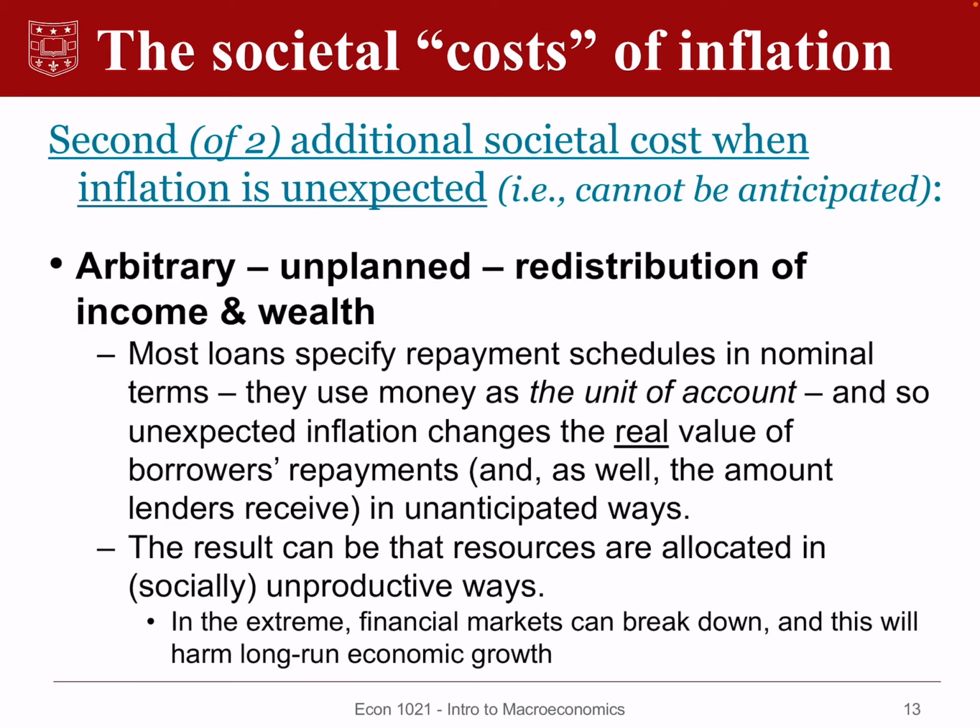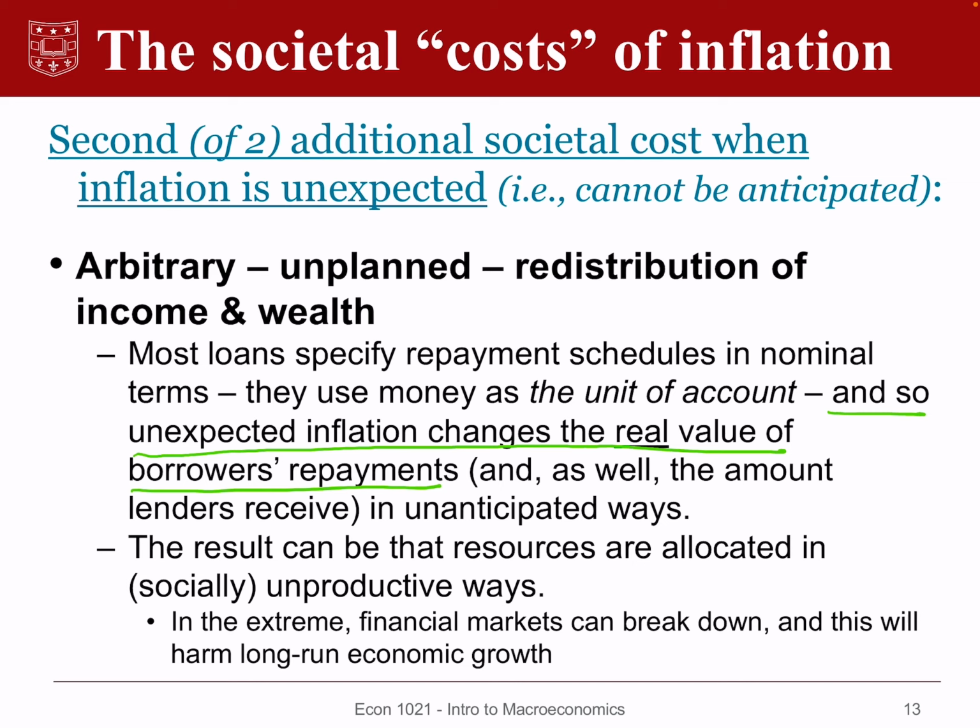So most loans are going to specify repayment schedules in nominal terms. They are, in other words, using money as a unit of account. And so unexpected inflation changes the real value of borrowers' repayments. This is the key idea. And as well, the amount that lenders receive in unanticipated ways. And the result can be, if this happens one time, it's like, well, bummer. But if we have inflation that's difficult to predict year over year over year, that can mean that resources are allocated persistently in unproductive ways, or in the extreme, you can see financial markets just break down.